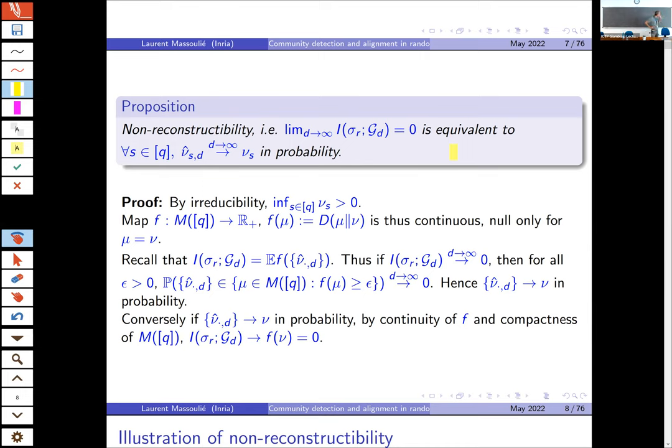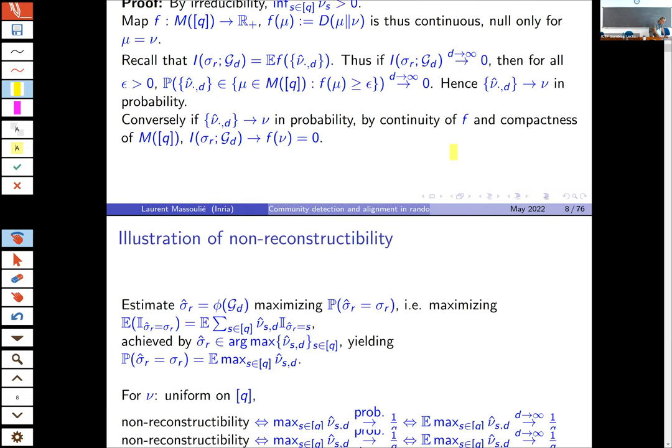So that is something that you can prove in a few lines, and this is on the slide, but I won't do it. So maybe we can put the slides up online and you can read that at your leisure if you feel like it.